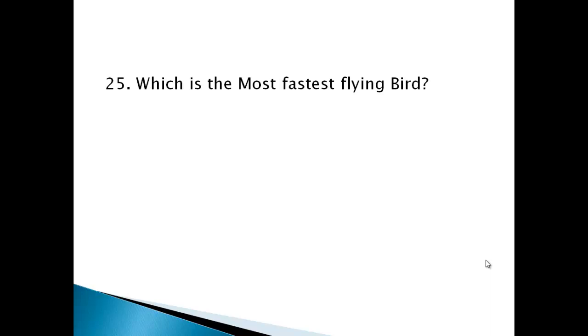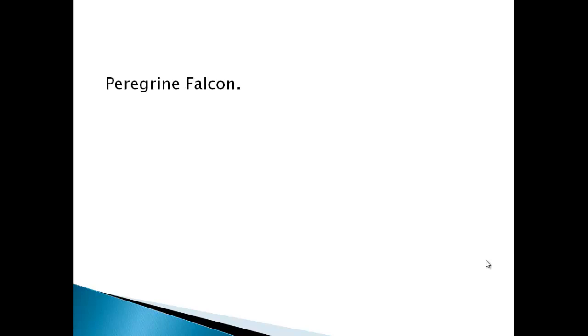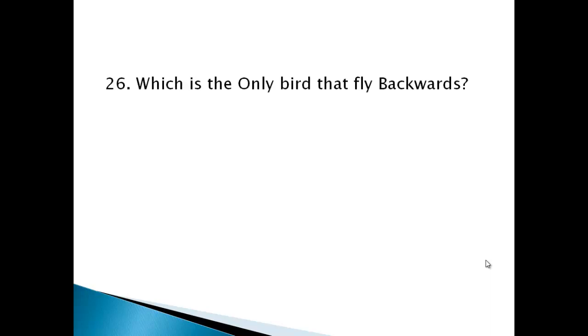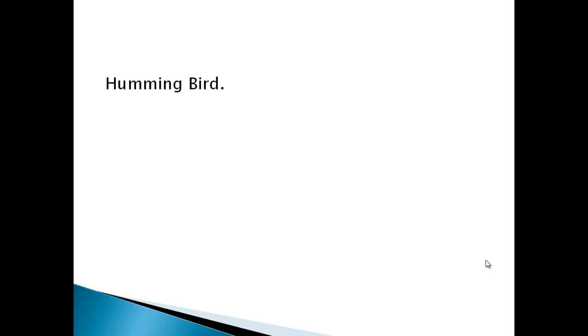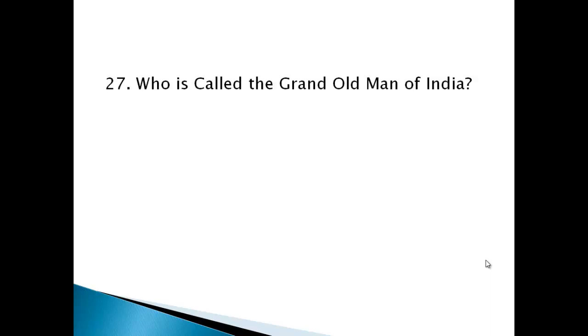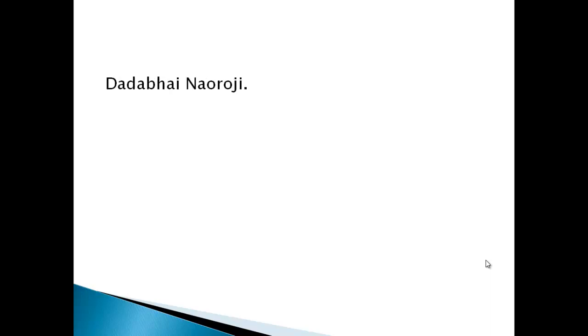Which is the fastest flying bird? Peregrine falcon. Which is the only bird that fly backwards? Hummingbird. Who is called the grand old man of India? Dadabhai Naoroji.